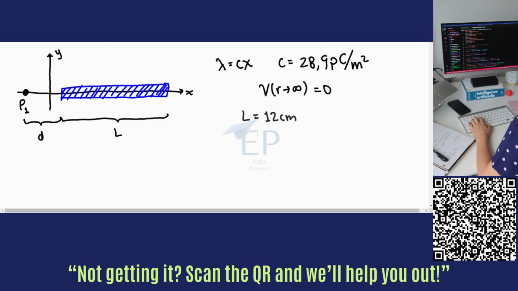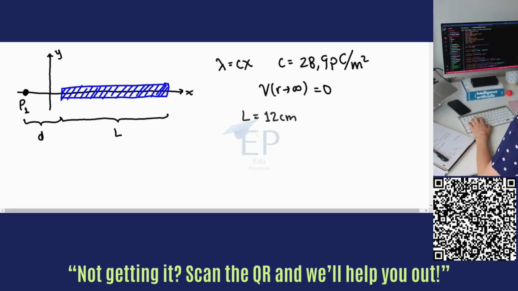Hi there. So for this problem, we need to calculate the electric potential at a point P1 on the axis, at a distance d from one of the ends of a thin plastic rod that has a length of 12 centimeters and a non-uniform linear charge density that depends on the position x.